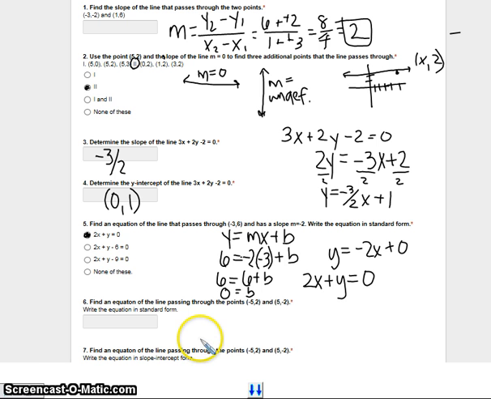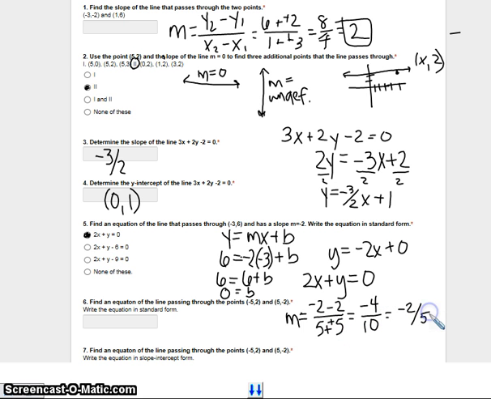On number 6, find an equation of the line passing through those 2 points. Write the equation in standard form. For 7, it has me doing the same 2 points in slope-intercept form. Based on my experience with you guys, you tend to do better at least with slope-intercept form, so I'm going to focus on using that like I did on number 5. First, I need to find my slope. So I'm going to subtract my y's over, and then I'm going to subtract my x's. That gives me negative 4 over 10, which is negative 2/5.